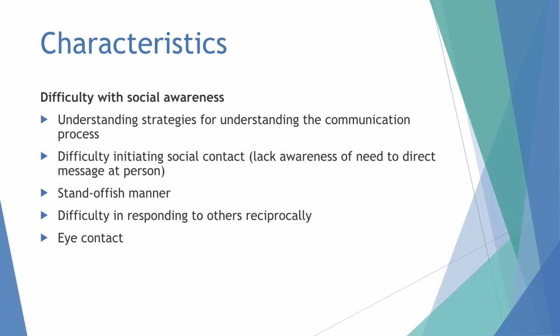There's also a challenge with understanding strategies for understanding the communication process, and sometimes they have difficulty initiating social contact. And this involves this lack of awareness of the need to direct something to a person, that language is social, that there's a communicative piece that's social. So as an example, I had one of my students, Sam, and we were working on going on a community trip to order at McDonald's. I wanted him to be able to successfully go up to the counter and order independently, pay. So those were some of the goals that we were working on.